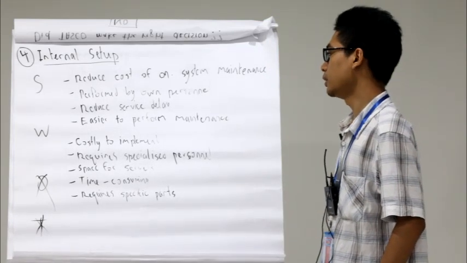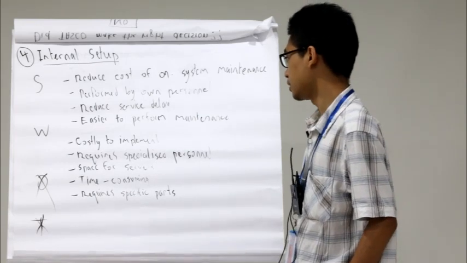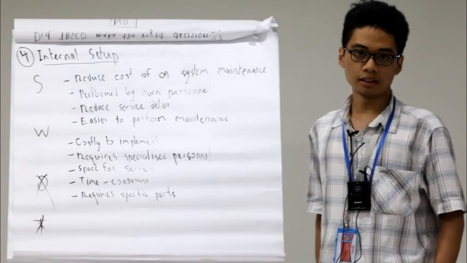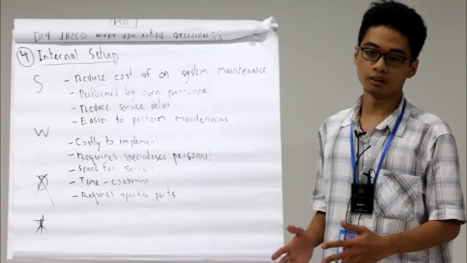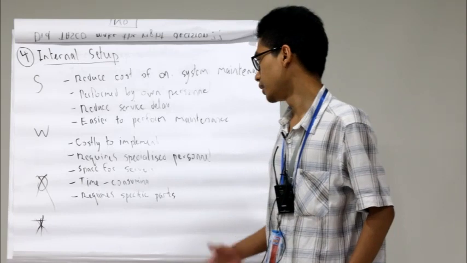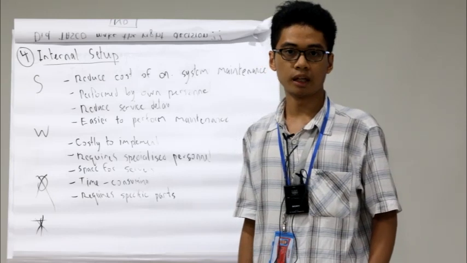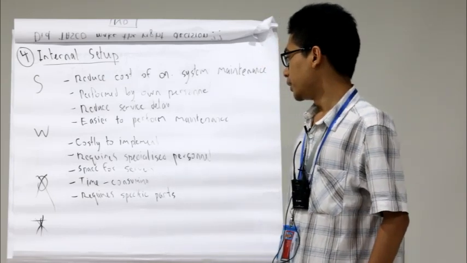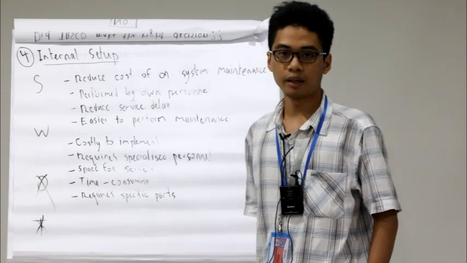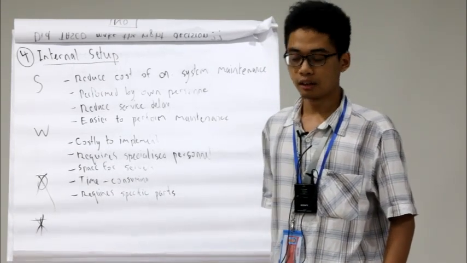However, the weaknesses to setting up an internal online system maintenance team is that it is costly to implement. It is costly as in we have to set up a new team, which means its own department, its own management hierarchy. It also requires specialized personnel, which requires time to hire. The third weakness is that we need space for servers, which means we have to either buy a new building to store our servers or renovate our current building.